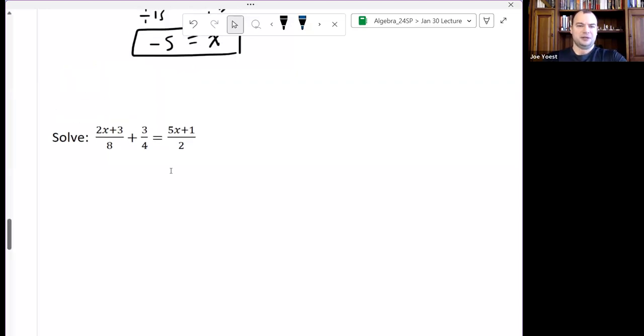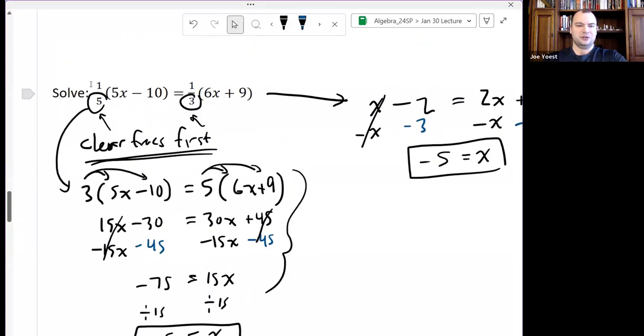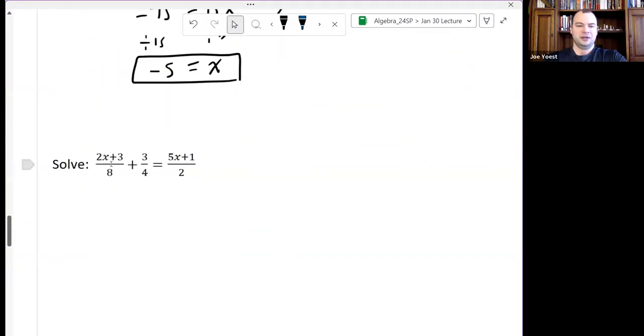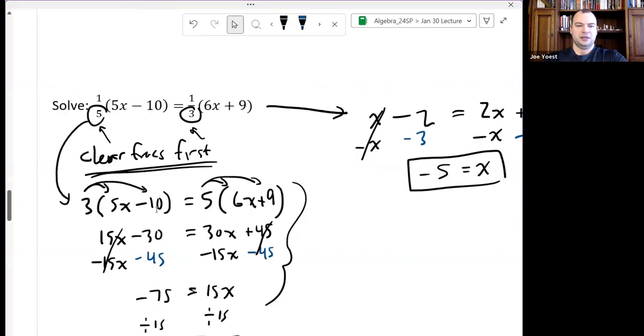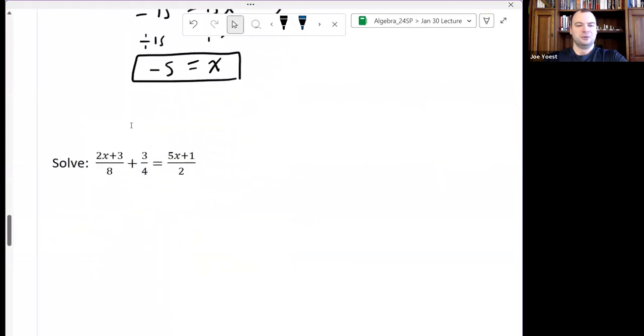Can anybody recommend a way that I can rewrite this equation or these terms to look a little more like these terms, which I think might be a little more clear about what's going on? If I wanted to rewrite 2x plus 3 all over 8 in a format that's more along these lines, what would that look like?